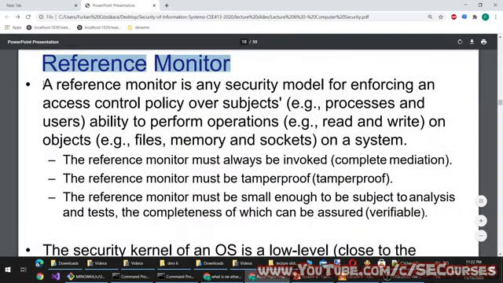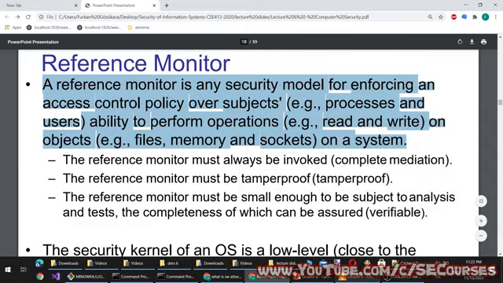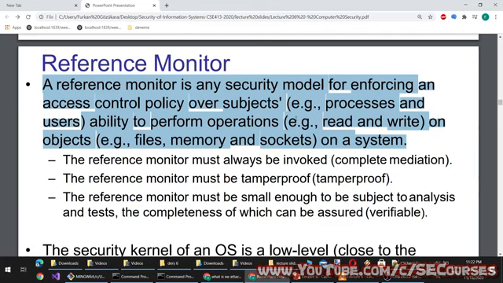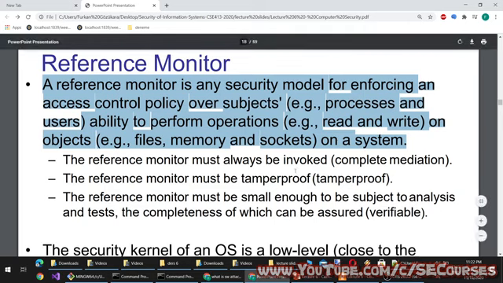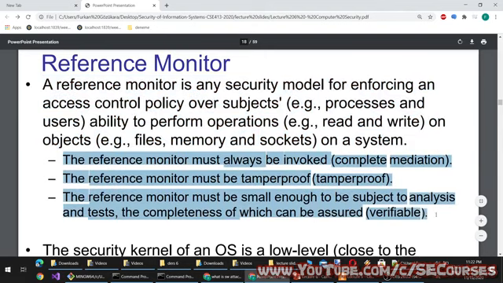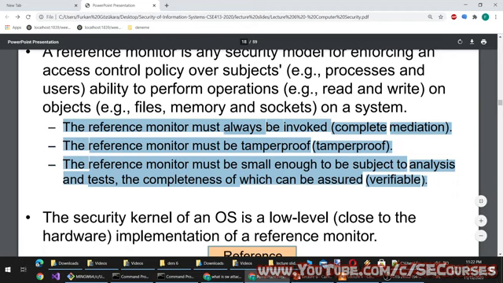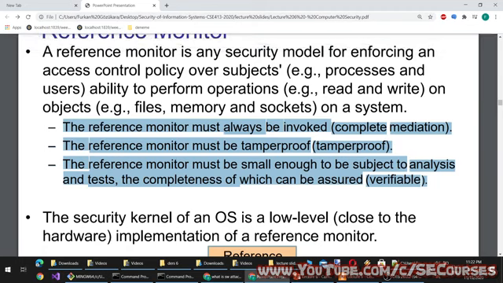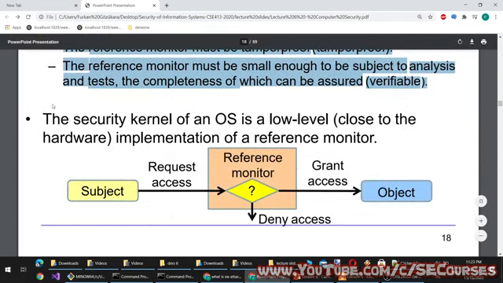Reference monitor. A reference monitor is any security model for enforcing an access control policy over subjects, e.g., processes and users, and their ability to perform operations, e.g., read and write, on objects, e.g., files, memory, and sockets, on a system. The reference monitor must always be invoked: complete mediation. The reference monitor must be tamper-proof. The reference monitor must be small enough to be subject to analysis and tests, the completeness of which can be assured, that is, verifiable.